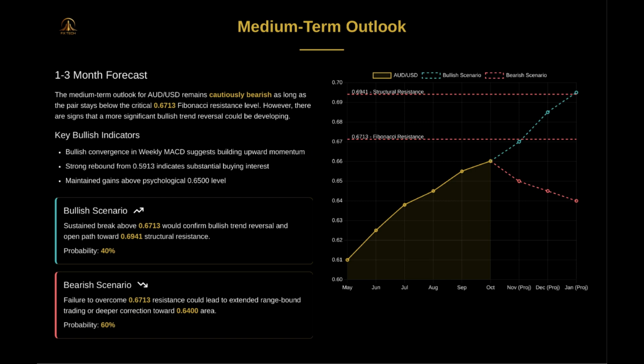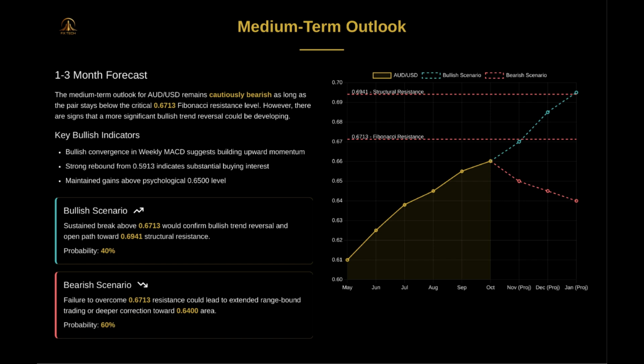Looking at the medium-term outlook over the next 1 to 3 months, AUD/USD remains cautiously bearish as long as the pair stays below the critical 0.6713 Fibonacci resistance level. However, several bullish indicators suggest a potential trend reversal, including bullish convergence in the weekly MACD, strong rebound from 0.5913, and maintained gains above the psychological 0.6500 level.